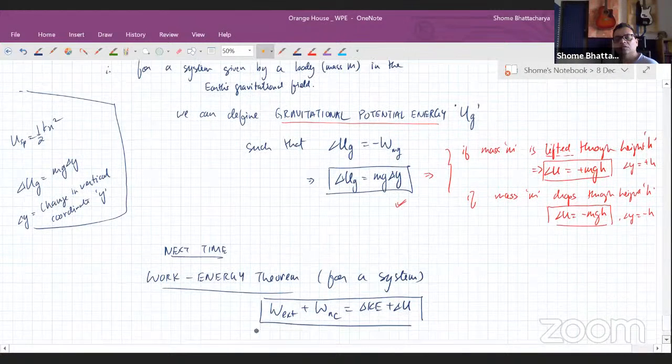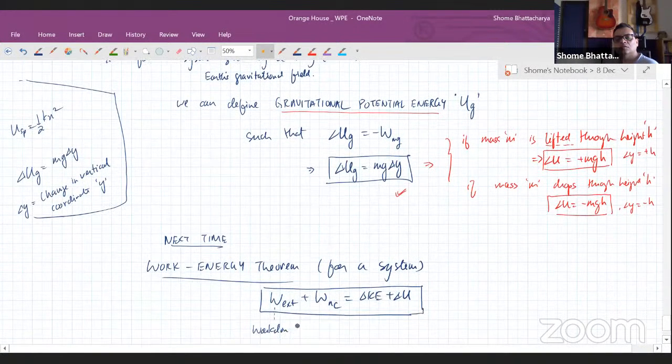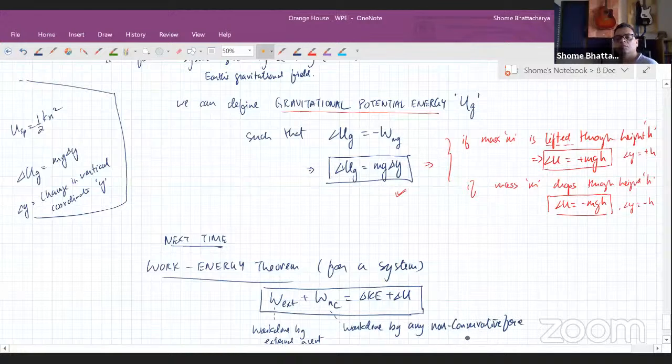Okay. So this here is the work done by an external agent, and this is the work done by any non-conservative force. Basically friction. There is friction within the system. It will be a non-conservative force. So the sum of these two quantities, that is the net work done on the system, is equal to the change in what we call mechanical energy. Change in mechanical energy equals the change in kinetic energy plus the change in potential energy.